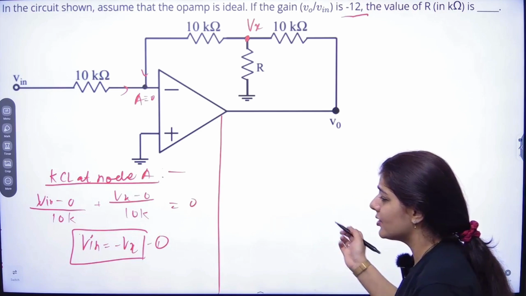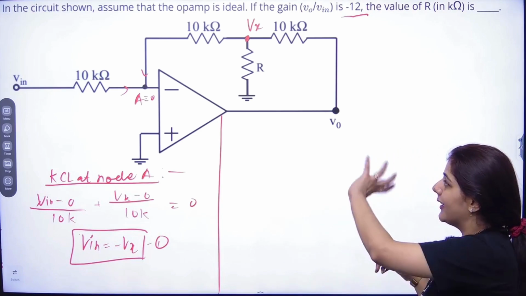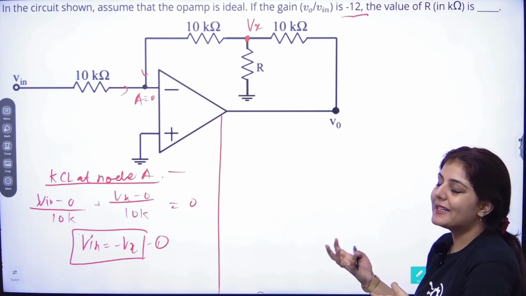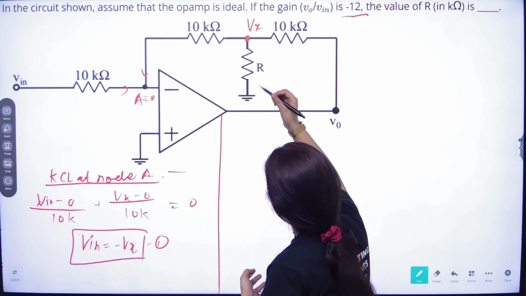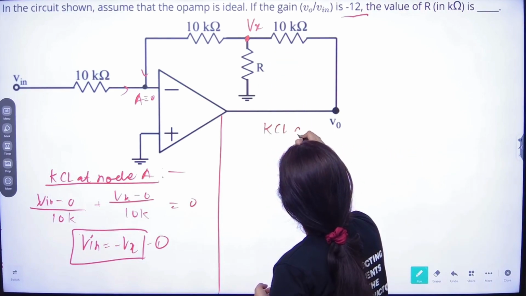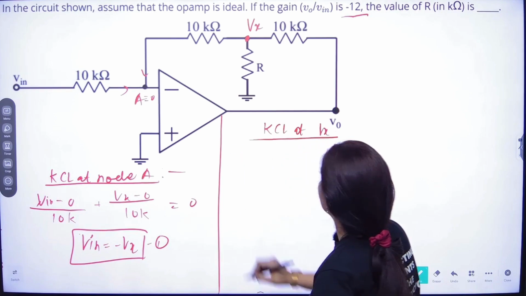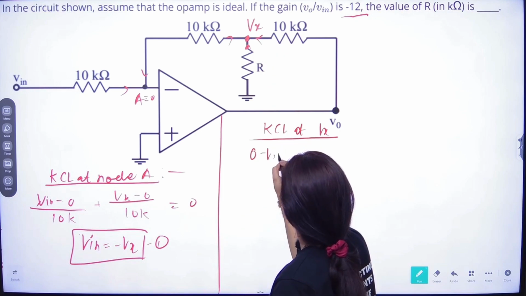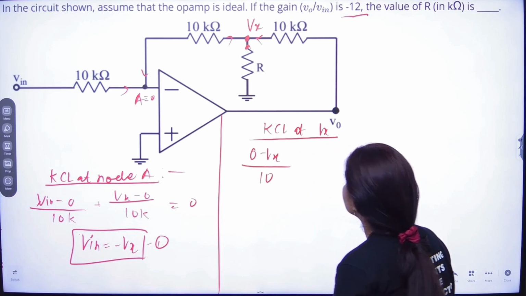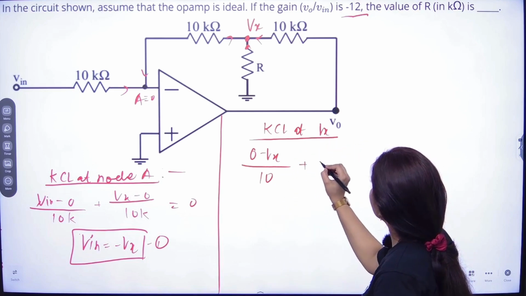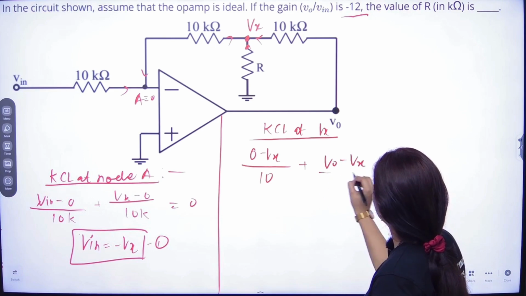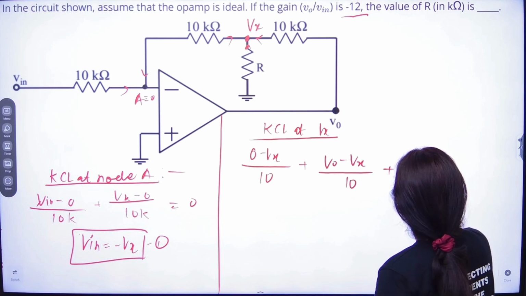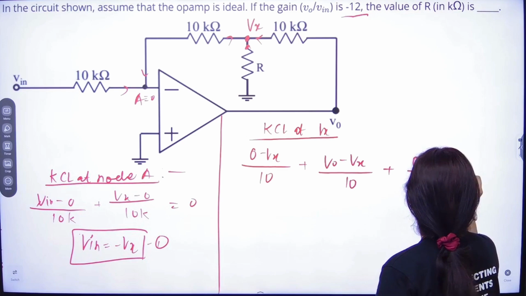Now in such cases, when you have a circuit that is not a simple single resistance feedback circuit, you have to go with multiple KCLs. So we have to again apply KCL at Vx as well. Now 3 currents are incoming. So 0 minus Vx divided by 10, plus V0 minus Vx divided by 10, plus 0 minus Vx divided by R is equal to 0.